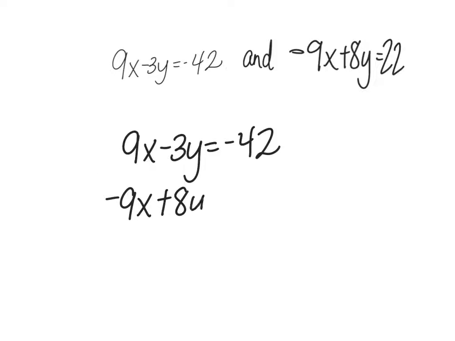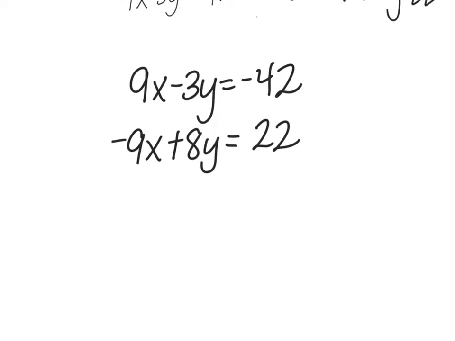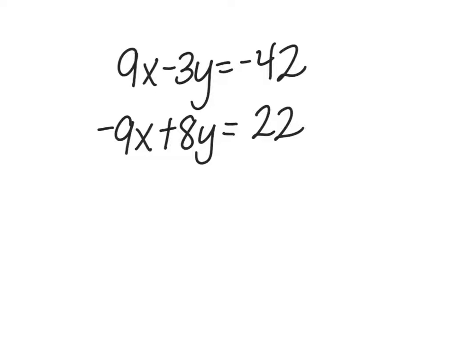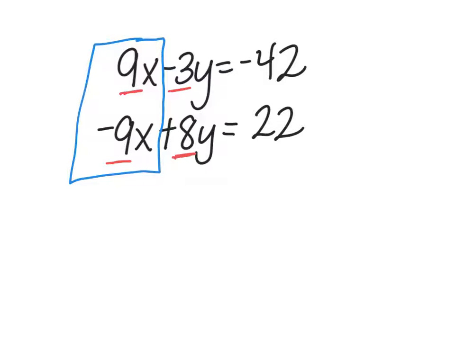Then, remember we talked about how we're looking for variables that have the same number in front of them. We call that a coefficient, but with a different sign. So if I look at my x's, I have a 9, I have a negative 9. If I look at my y's, I have a negative 3, and I have an 8. When I compare these, it looks like the x's are the ones that have the same number but with different signs. So I'm going to put my box around that to remind myself that that's where my elimination is going to happen. It's not always going to be the x's where it happens. It could be the y's. It doesn't matter either way.